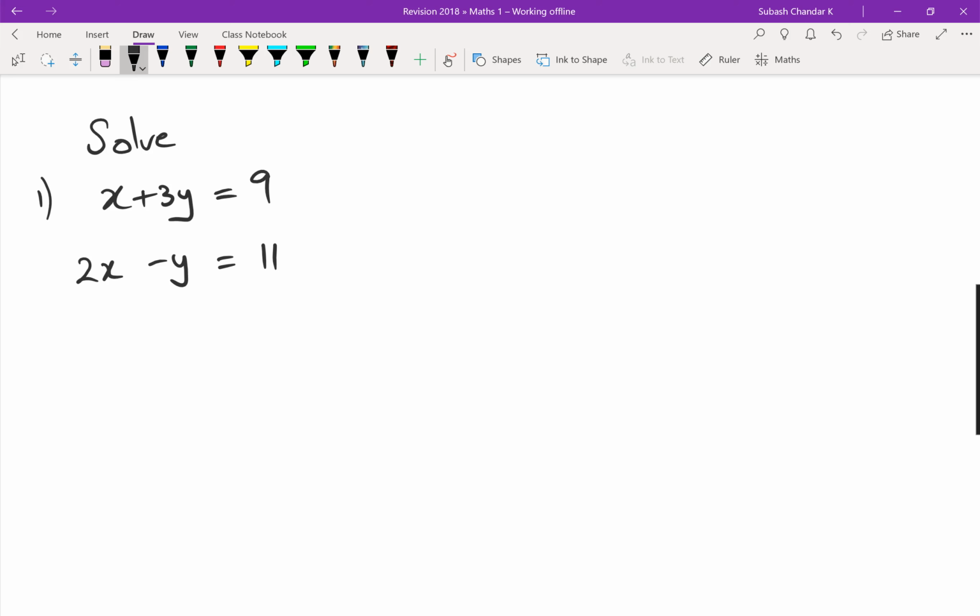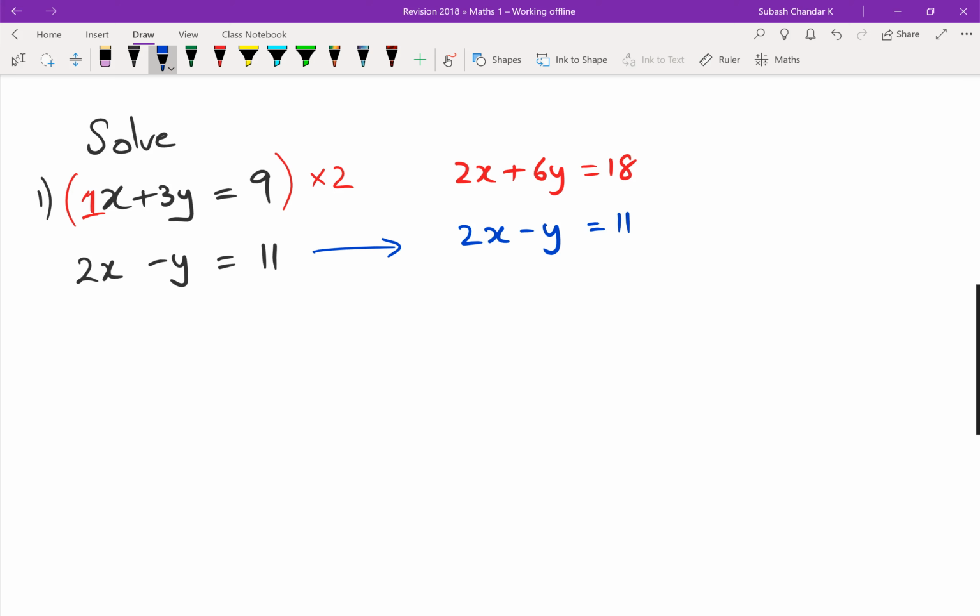It is known as elimination. All right, with elimination, what you want to do is pick one letter that you want to get rid of. Ladies, shh. So, in this case, I'm going to get rid of the x. Because x has a coefficient of 1 here, I'm going to multiply this entire equation by 2. So when I do this, I end up with 2x plus 6y equals 18. And then right below it, I'm going to write the second equation, which is 2x minus y equals 11.